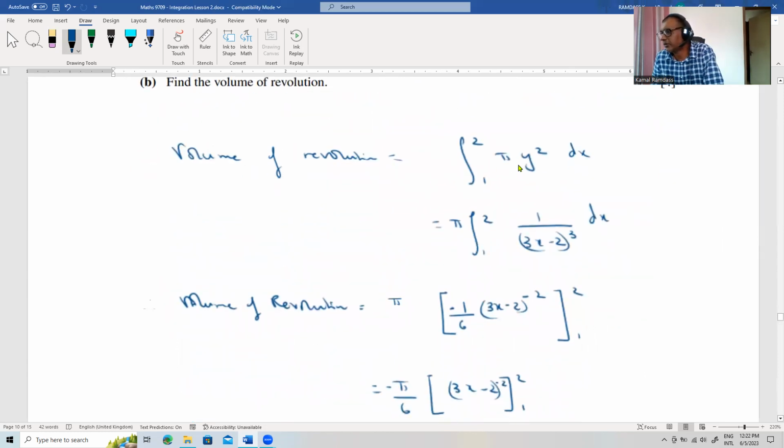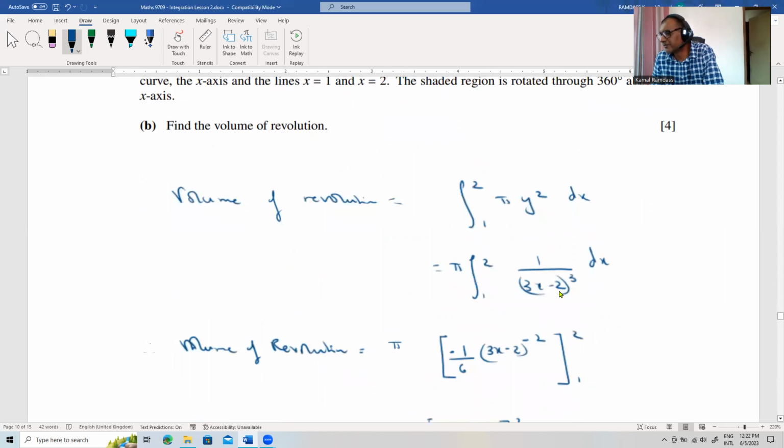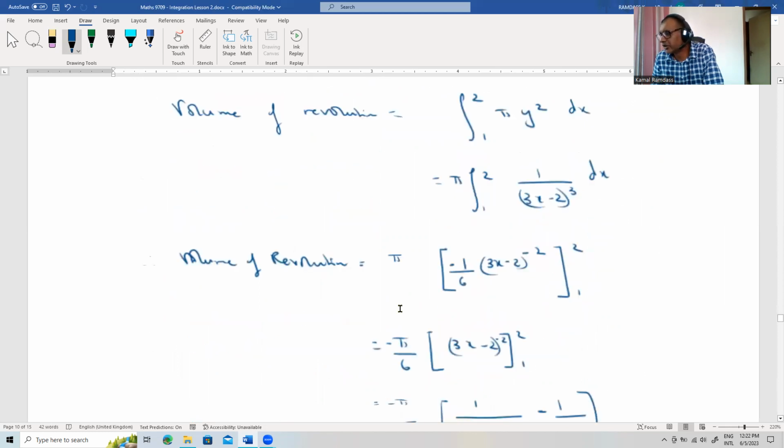Intégration between 1 and 2, pi y square dx. Et de là, bon, comme vous pouvez square ça, tout là pour éliminer. Vous gagnez 1 over 3x minus 2 to the power of 3. Et volume of revolution, là, vous pouvez évaluer ça. Vous augmentez ça by 1. Et ça veut dire minus 3 moving minus 2. 3x to the power minus 2 to the power of minus 2. We divide by minus 2. We divide by the inside function.